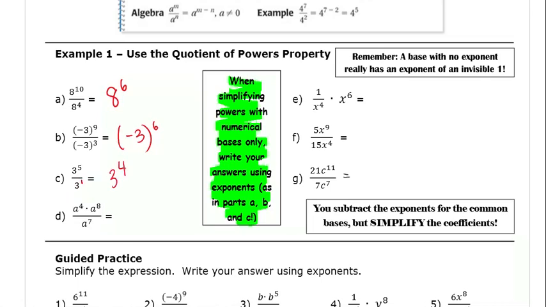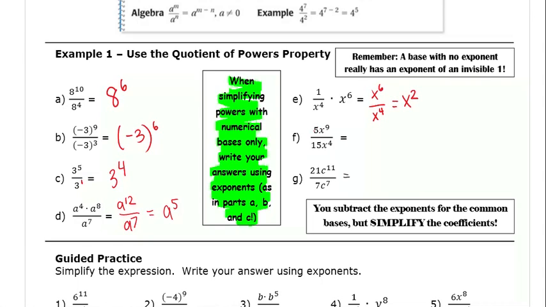Now in D, we have to do two properties together here. So first, we're going to look at the top. We have a base of a. Okay, this is the product of powers property. So we're going to add them together. We get a to the 12th over a to the 7th. And then we're going to use our quotient of powers property, subtract our exponents, and end up with a final answer of a to the 5th. In letter E, kind of similar to D, okay, we can say 1 times x to the 6th is really x to the 6th. And then if we simplify that, subtract our exponents, we get x squared.